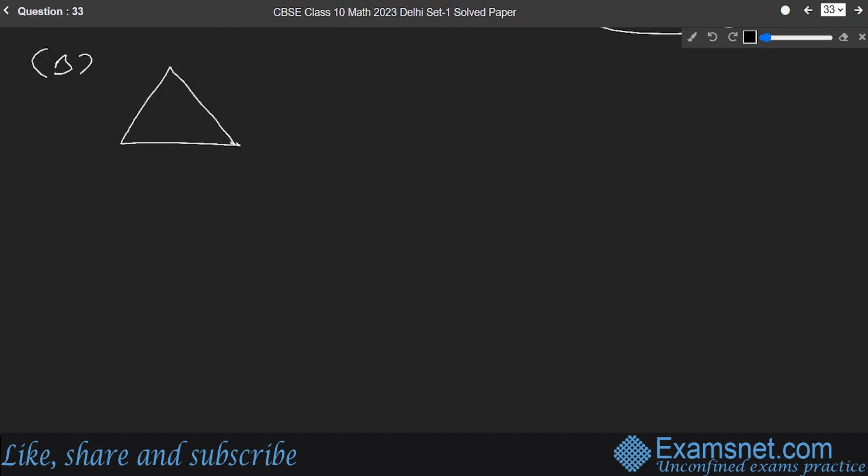This is our triangle ABC, and let us have one more triangle, PQR. These are the two triangles. He said AD and PM are the medians. Okay, AD and PM are the medians. So median means the line joining a vertex to the midpoint of the opposite side. Okay, they are the two medians.